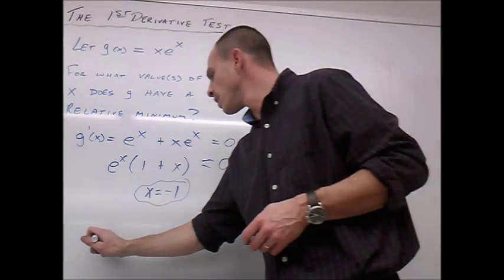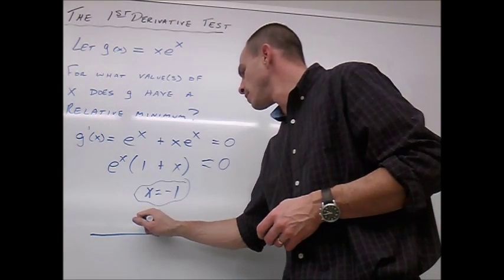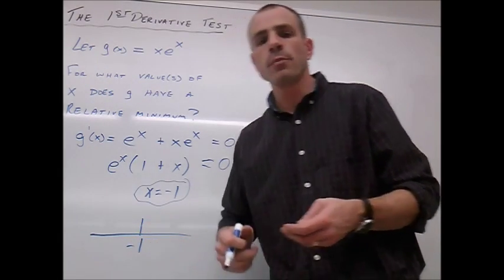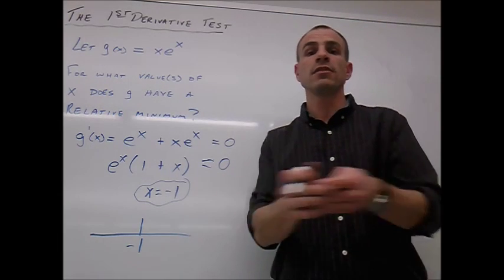We take our critical number and we're going to toss it onto a number line. All right, so here we go. There's negative 1. And we're going to pick some test values. Some values to the left and some values to the right.